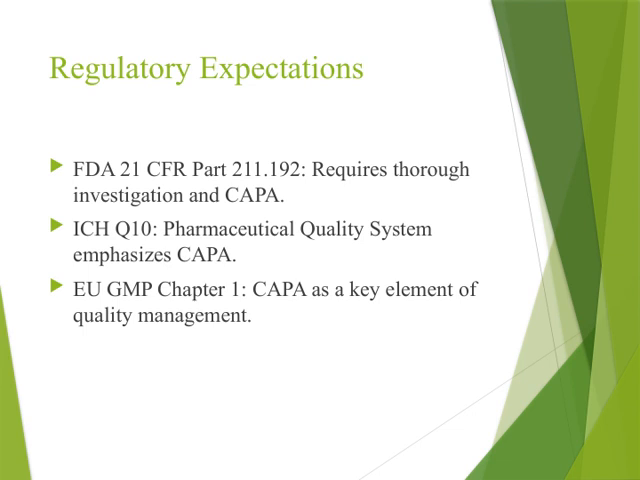Moving on, the ICH Q10 guideline, which outlines the pharmaceutical quality system, also highlights the importance of CAPA. It views CAPA as a fundamental component of maintaining and continually improving product quality. Essentially, it underscores that CAPA isn't just a one-time fix. It's part of an ongoing process to ensure quality at every stage. Finally, the EU GMP Chapter 1 also places CAPA as a key element of quality management. It recognizes that a robust CAPA system is vital for compliance and for fostering a culture of continuous improvement.